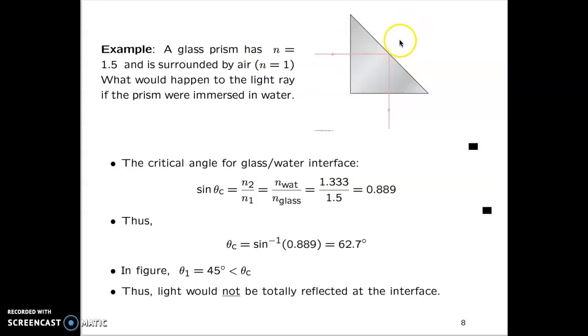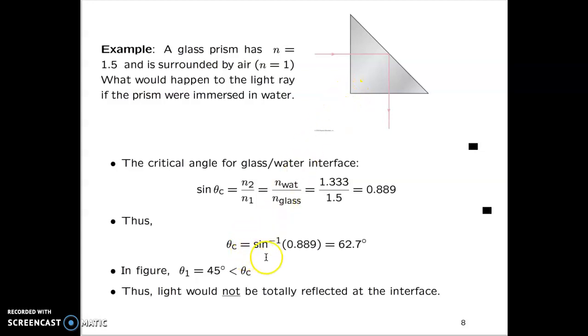So if you imagine you draw a line from this point to the corner of the prism, that would be perpendicular to the surface, so that would be the normal. Here's the surface, here's the normal. If you do the geometry, what you'll discover is the angle between this line, the normal to the surface, and this line, which is the incident ray, will be 45 degrees. So the angle of incidence is 45 degrees.